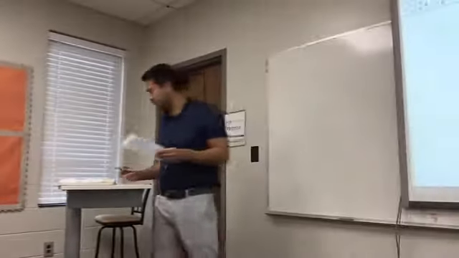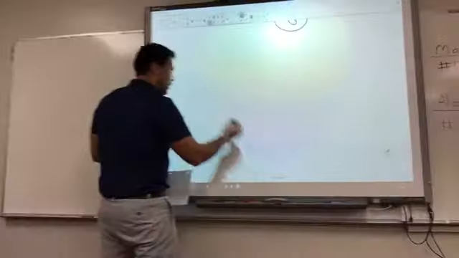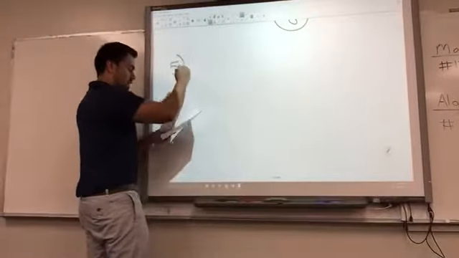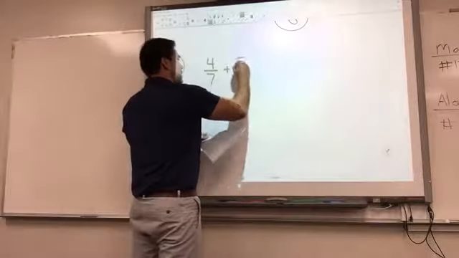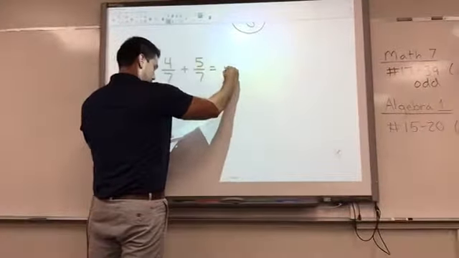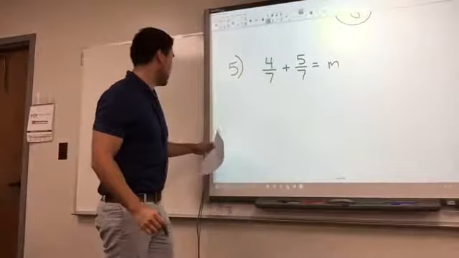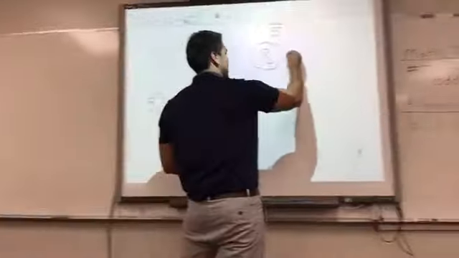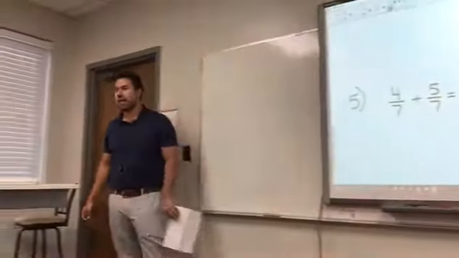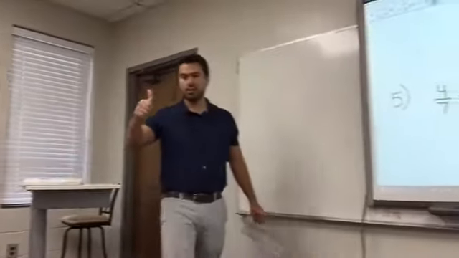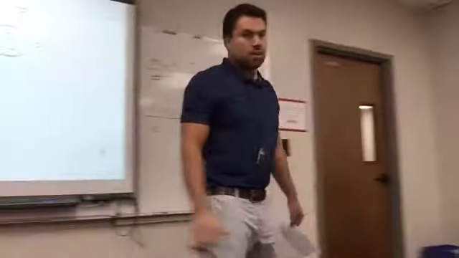How about that? Page 241. I want you to work out number 5 real quick. Number 5 on page 241. 4/7 plus 5/7 equals m. And that equals y. Okay, let's go ahead and work that one out. I want a simplified answer that may be in mixed number form.